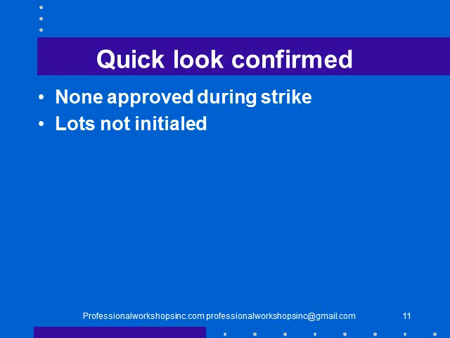And sure enough, during the strike, none were approved, and sure enough, lots were initialed. My staff person actually said, it's probably more than 2 out of the 18 not during the strike. There are lots that aren't initialed. The control just seems to not be working.